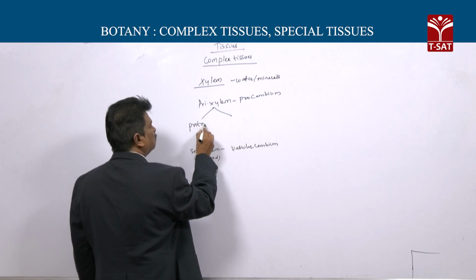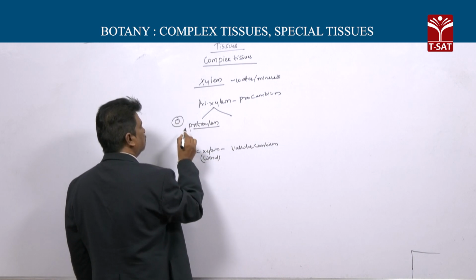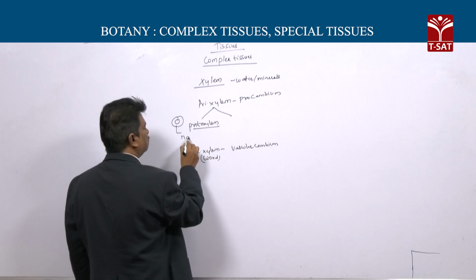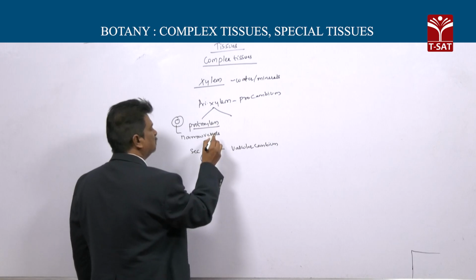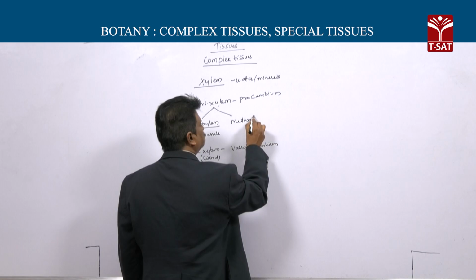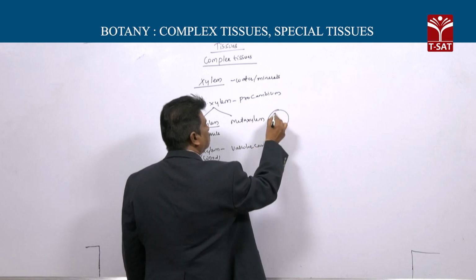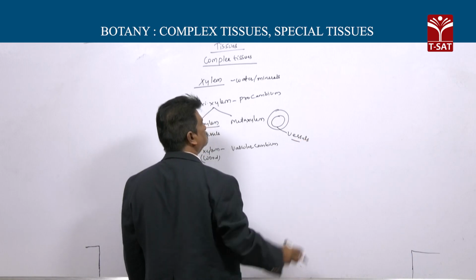And primary xylem is of two types. One is protoxylem, that is, the newly formed xylem is called protoxylem. Generally, protoxylem contains narrow vessels. Then the second one, metaxylem: the later formed xylem is called metaxylem. This metaxylem contains broad vessels.